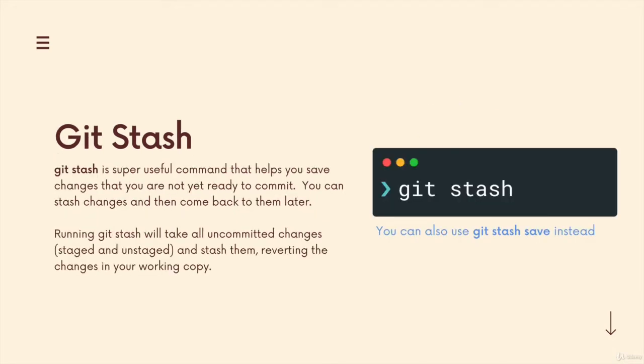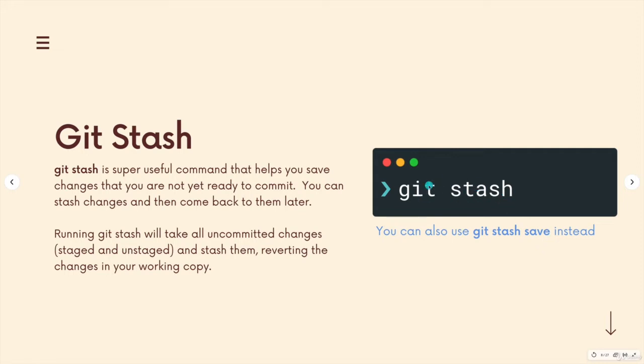So the command git stash, just git stash, at any point will take all uncommitted changes, basically anything staged or unstaged, and it's going to stash them. It kind of hides them away, but it remembers them. And it reverts those changes in our working copy. So we don't see those changes anymore, but they're still available in that stash that we can come back and retrieve them.